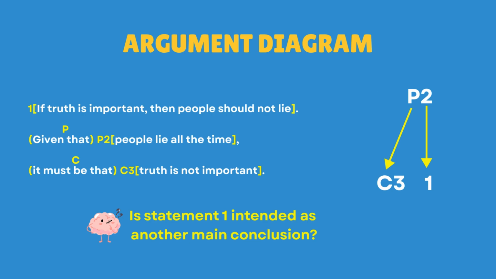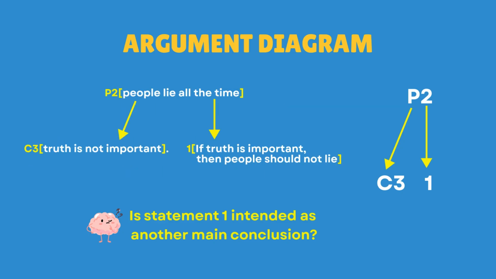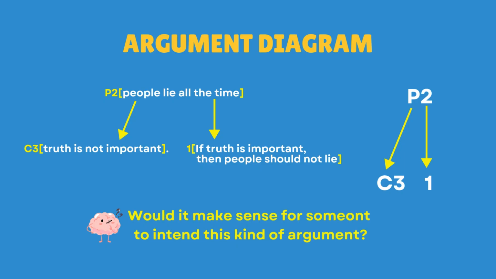And this diagram would represent the reasoning that the author of the argument intended to argue that, because of statement P2, people lie all the time, we should conclude not only that C3, truth is not important, but also that, if truth is important, then people should not lie. Now, ask yourself, would it make sense for someone to intend this kind of argument?